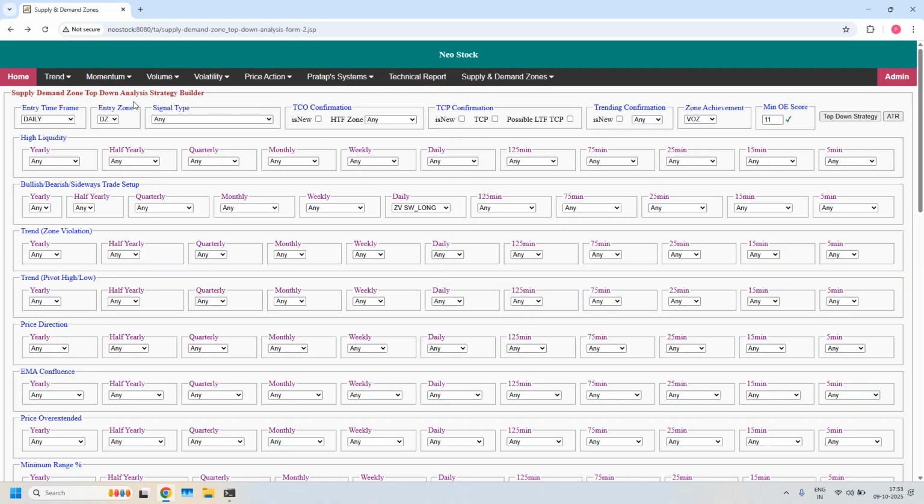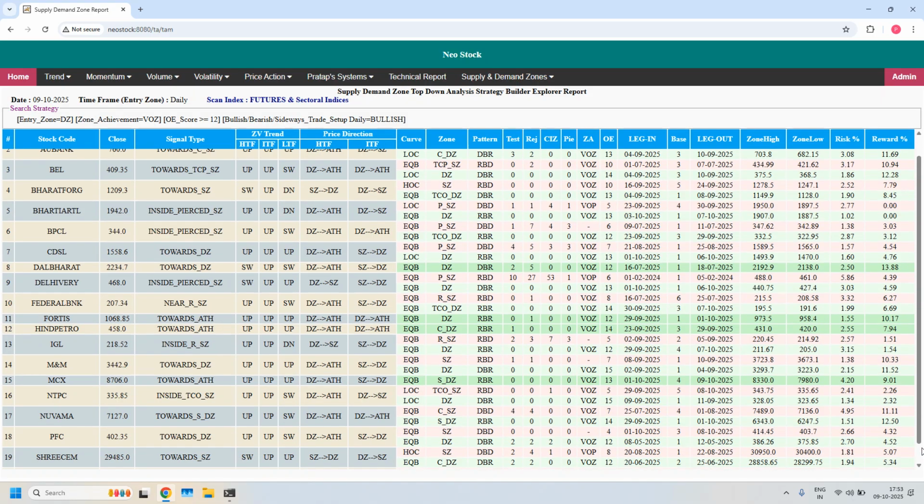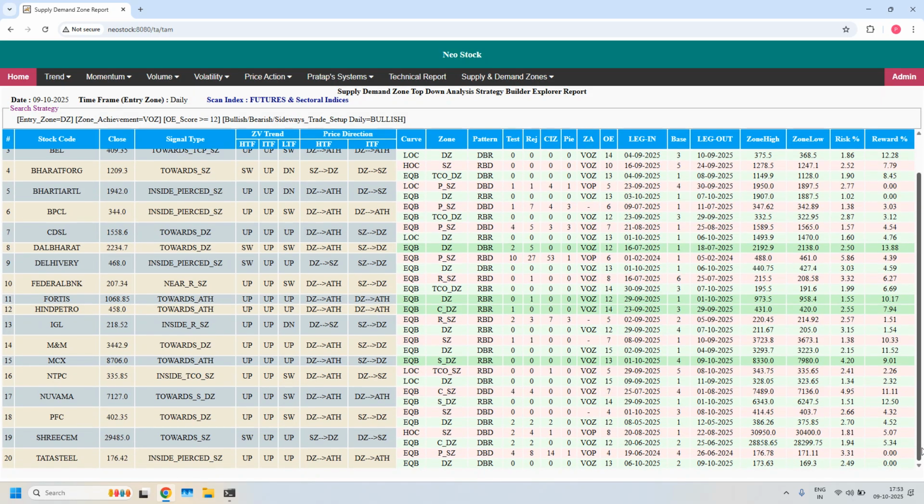Okay, next sideways short trade setup, daily supply zone and sideways short. We don't have any stocks. Next, bullish trade setup for monthly income trade. Daily demand zone, here bullish and minimum odd and enhanced score 12. First 18 stocks in the list, all the entry time frame zones are daily demand zones. Scrolling the list down, total 20 stocks are filtered.